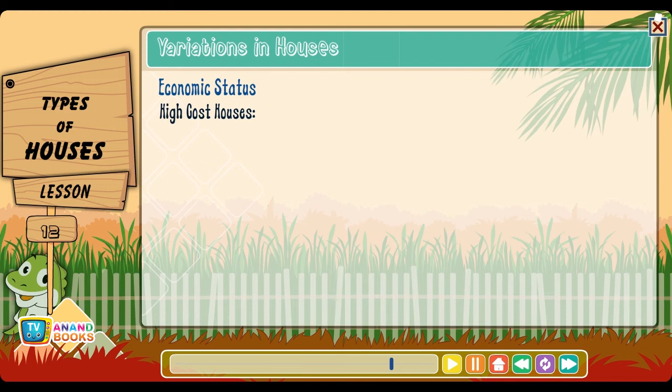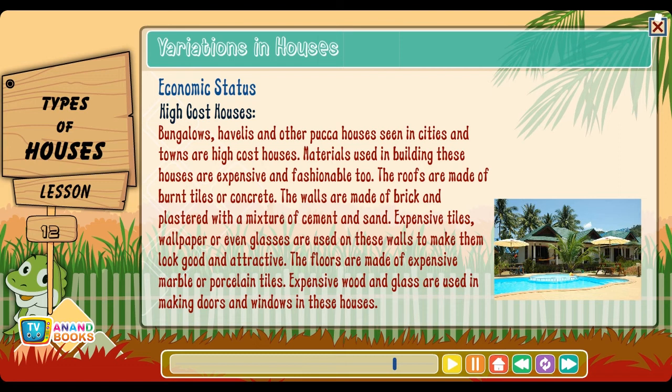High-cost houses. Bungalows, havelis and other pakka houses seen in cities and towns are high-cost houses. Materials used in building these houses are expensive and fashionable too. The roofs are made of burnt tiles or concrete. The walls are made of brick and plastered with a mixture of cement and sand.